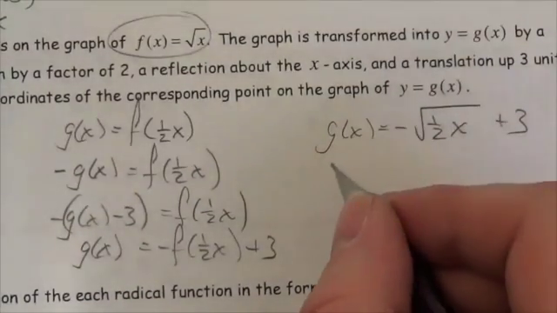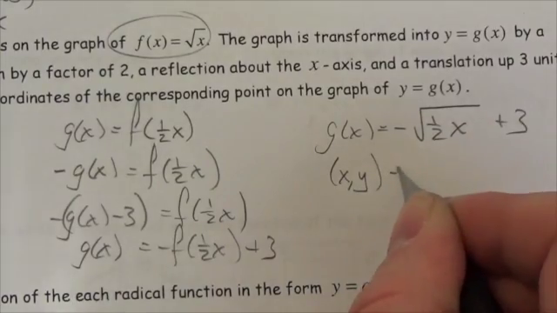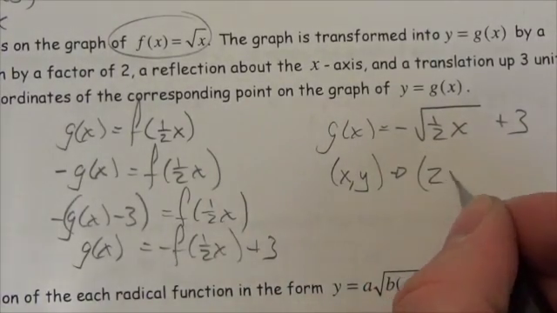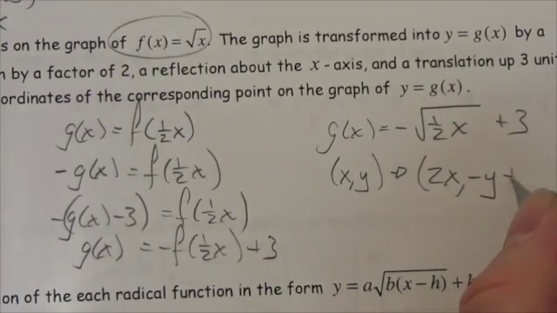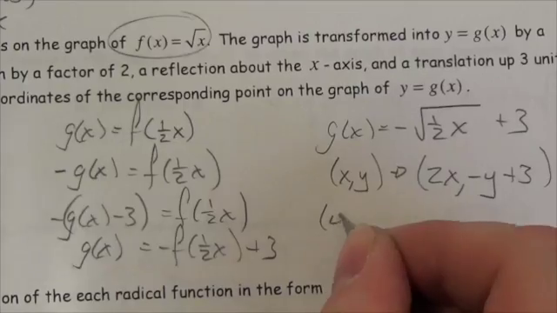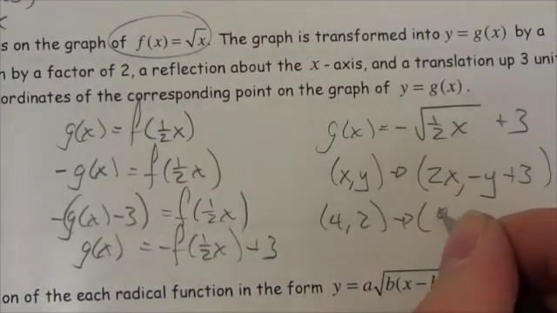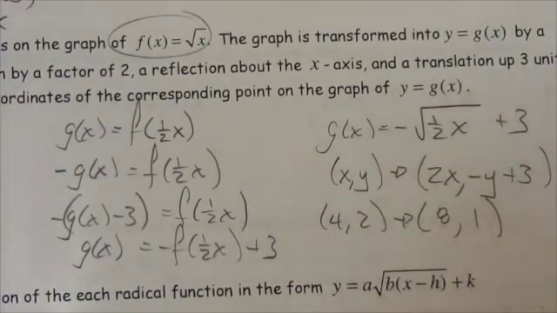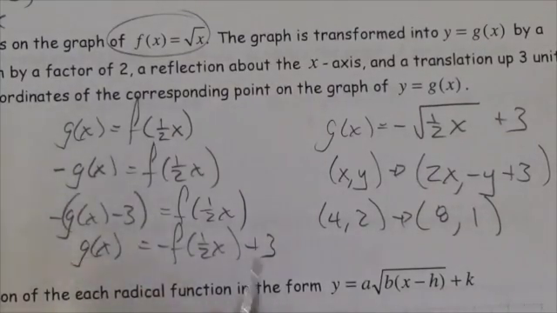That's not bad practice. Really what I'm interested in is what the image point is. And this is going to be, okay, it's stretched by a factor of 2, so 2x, reflection in the x-axis, and a translation 3 units up, so then the point 4 comma 2 is going to become the point 8 comma, okay, negative 2 plus 3 is going to be 1. So 4 comma 2 will become the point 8 comma 1. I probably didn't have to do all that, but it was fun anyway.